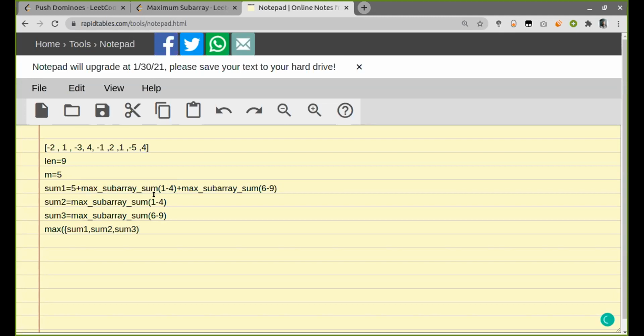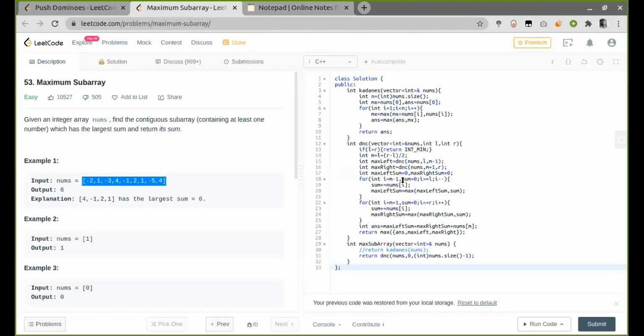So these two will be a recursive call using the already implemented function. But the first one, where we will be including the mid element, we have to calculate this part. So for this part, here we will be using some approach of Kadane's algorithm again. Okay, so you're going to use the Kadane's algorithm there. Yes.